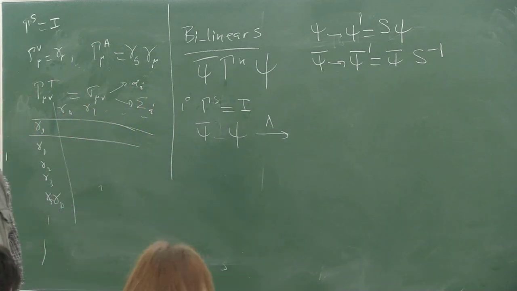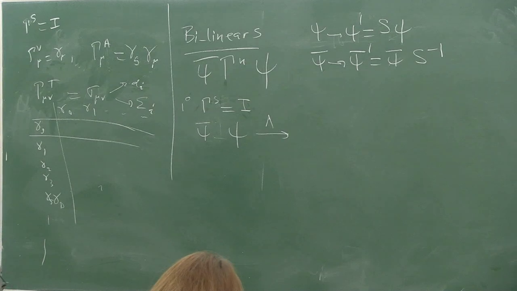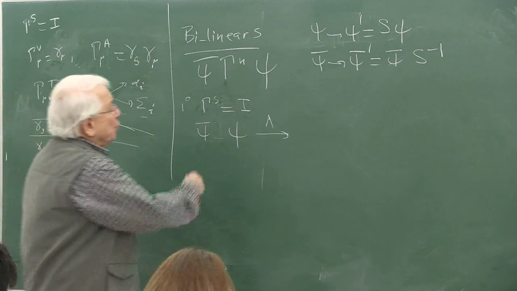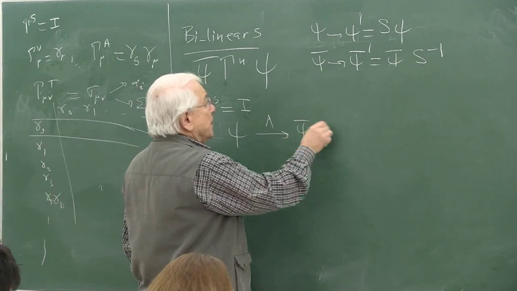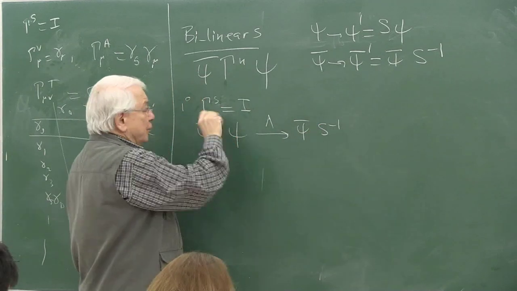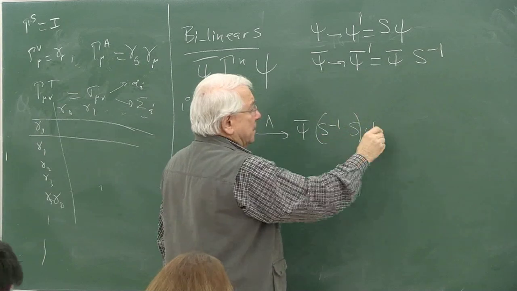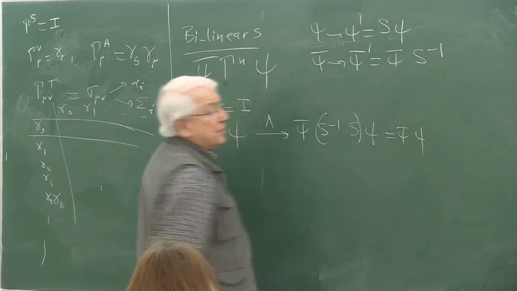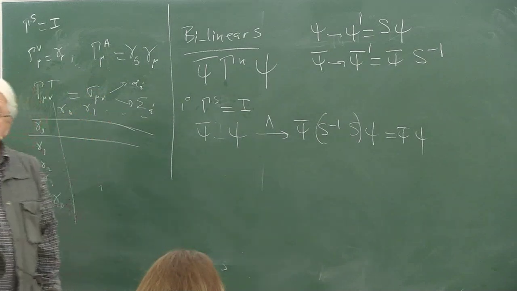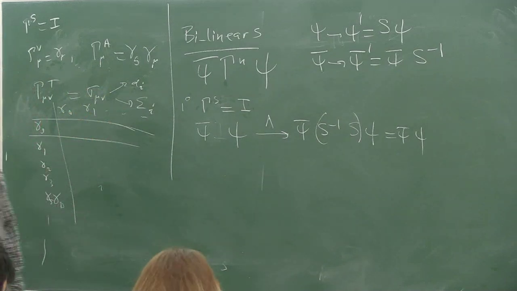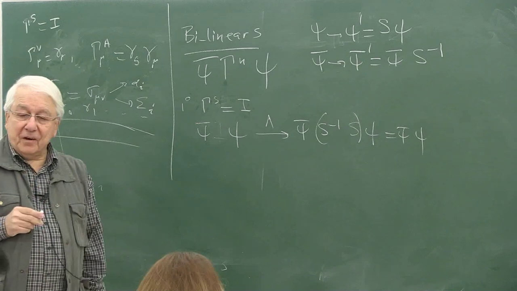I'm going to use these transformation properties in the spinor space. Look at the psi bar. Psi bar is quite clean, right? Psi dagger doesn't transform that elegantly, and psi bar does. So what do I have then? It goes to psi bar S inverse from the first factor, and times S psi, which is psi bar psi. This is an invariant.